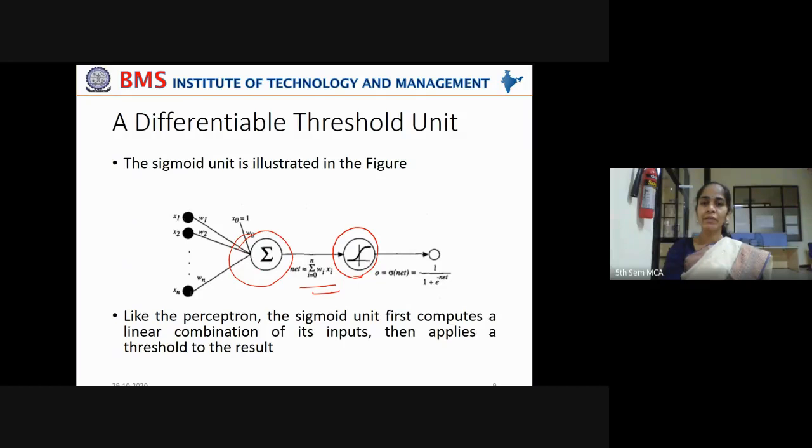Now that linear equation is further given to the sigmoid unit so that the output will be brought into the range of 0 and 1 by using the representation 1 by 1 plus e power minus x. This sigmoid unit is also called the logistic function because we are applying log and bringing it to the limit of 0 and 1. You don't have log for negative values. So that indicates it is a logistic function.